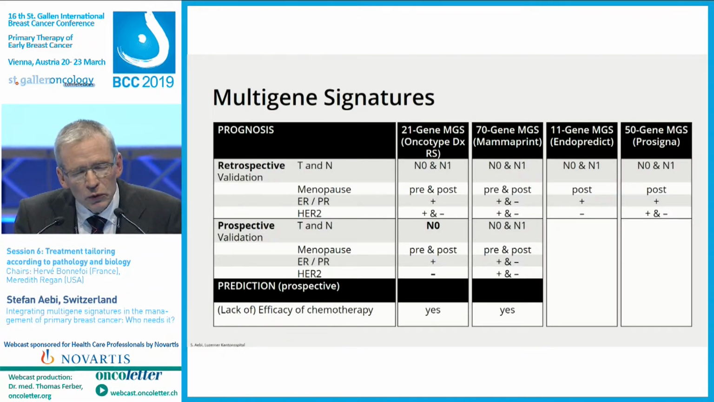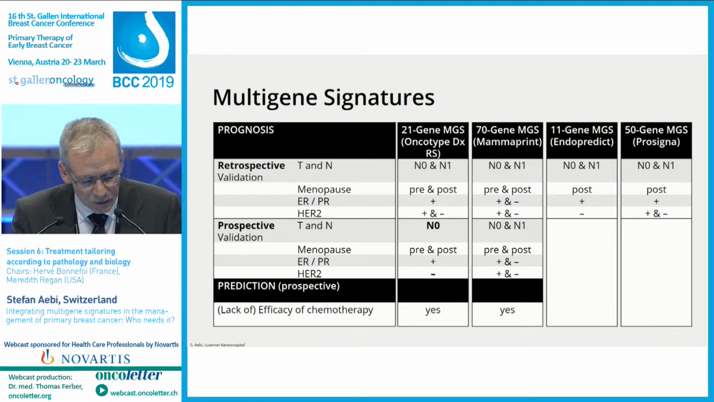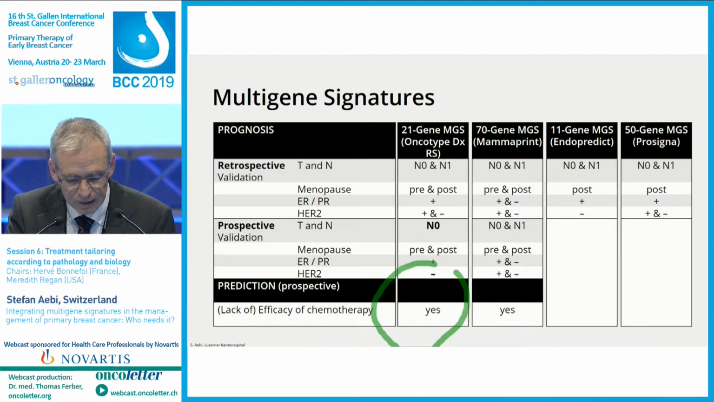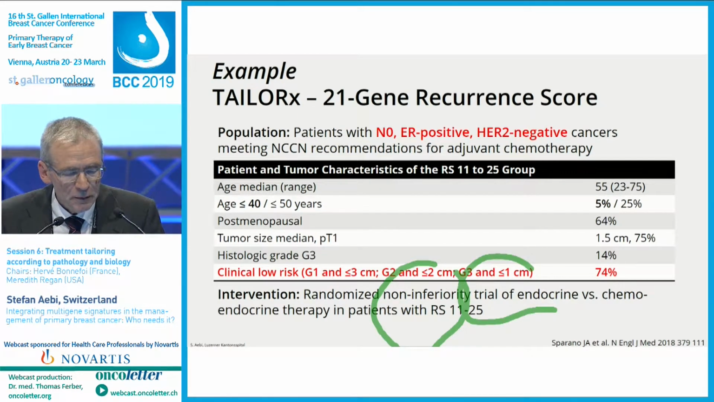There are only 2 trials that address prediction in a prospective way. I'm not going into retrospective analyses, you've seen these yesterday, but I'm going to say a few things about the prospective trials, namely TAILORX and MIND-ACT. You remember TAILORX.